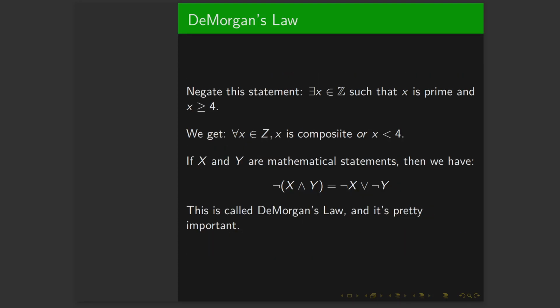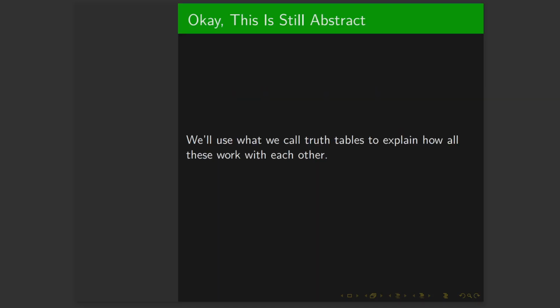So if you let x and y be mathematical statements, then the negation of x and y, or the opposite of x and y, is not x or not y. And this is called De Morgan's law. It's pretty important whenever you're thinking about negations or flipping things. And it's kind of hard to think about this if the last example didn't make sense. So we're going to introduce a tool to kind of analyze what this means. We're going to use something called a truth table to explain how all these work together.